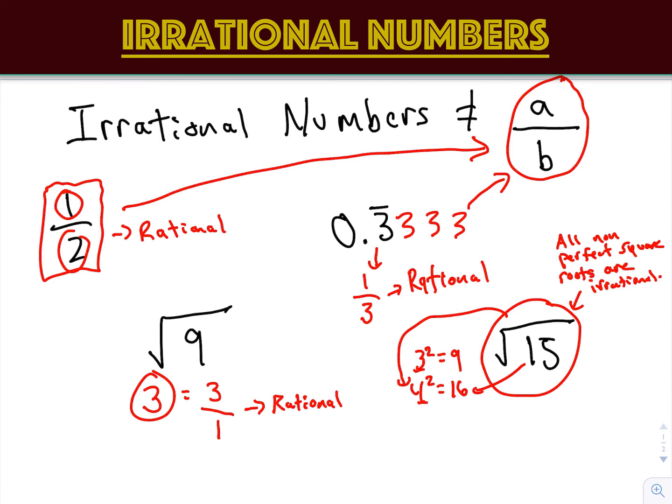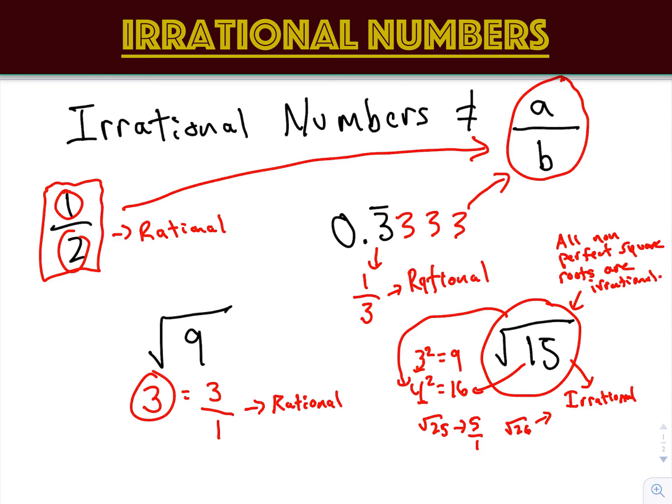So, for example, the square root of 25 would be rational. It simplifies to 5, which would have a ratio of 5 to 1. However, the square root of 26 is not rational. It's not a perfect square, it's a little above 5, and it repeats forever. Therefore, the square root of 15, and actually the square root of 26, are irrational.